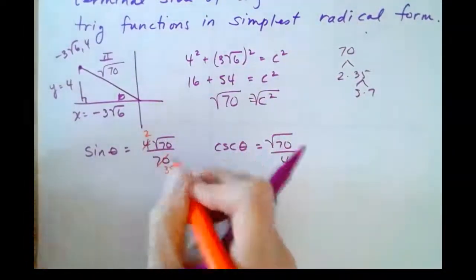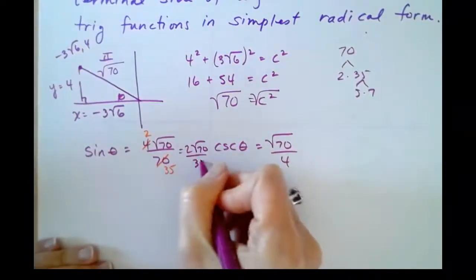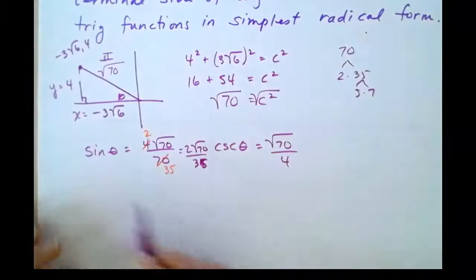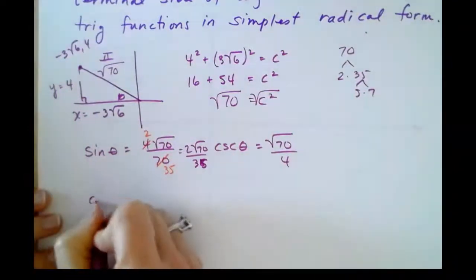2 root 70 over 35. There we go. Okay, so sine, cosecant, both positive. Now let's go for the cosine.